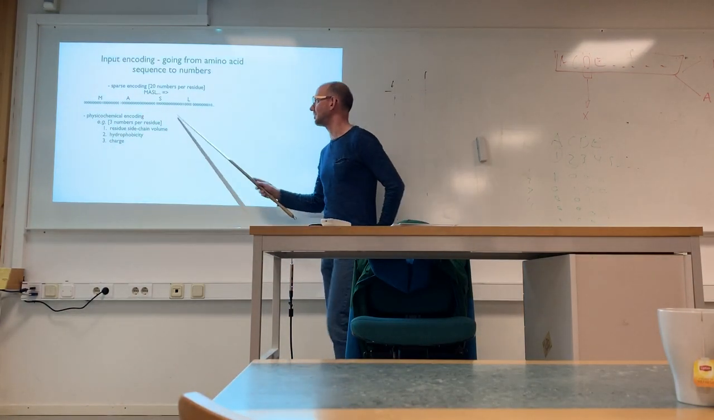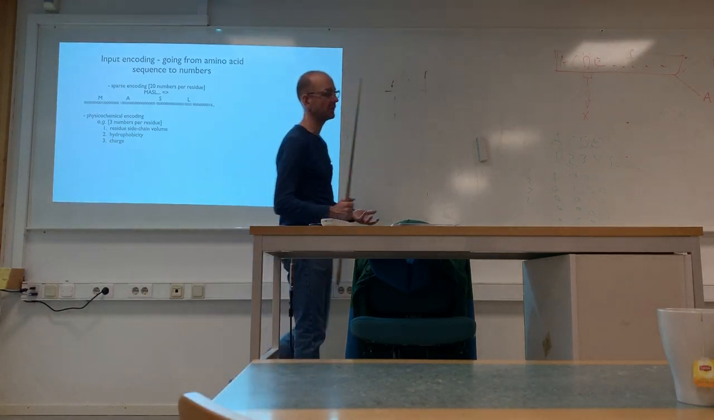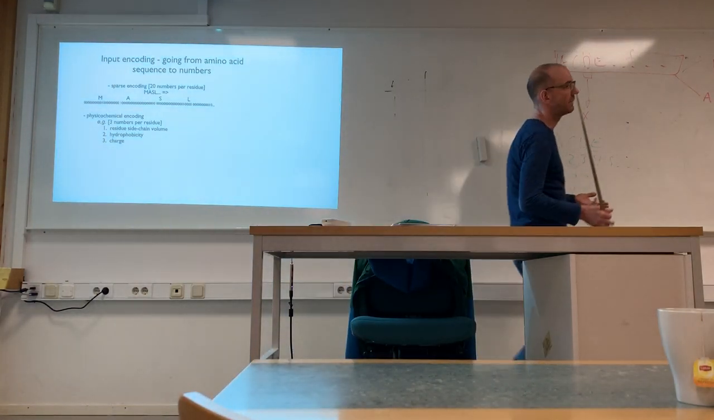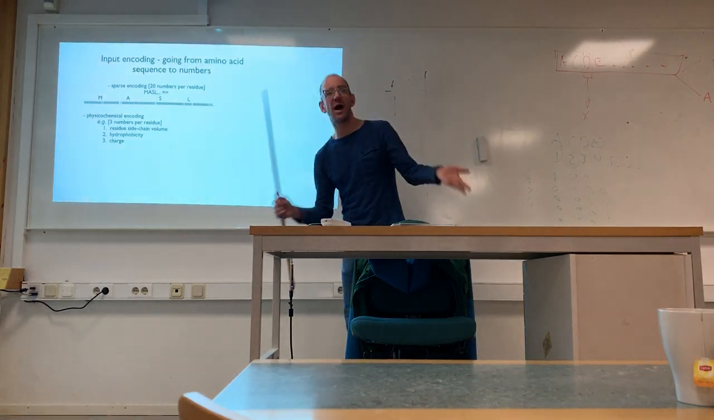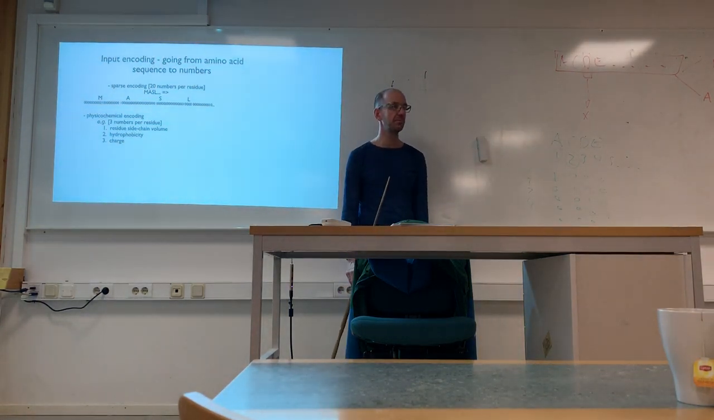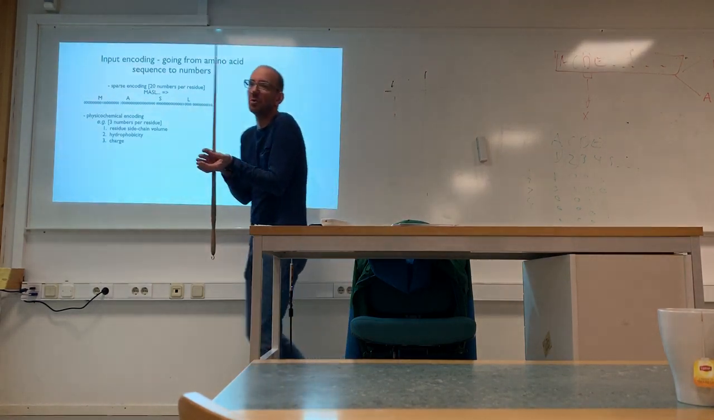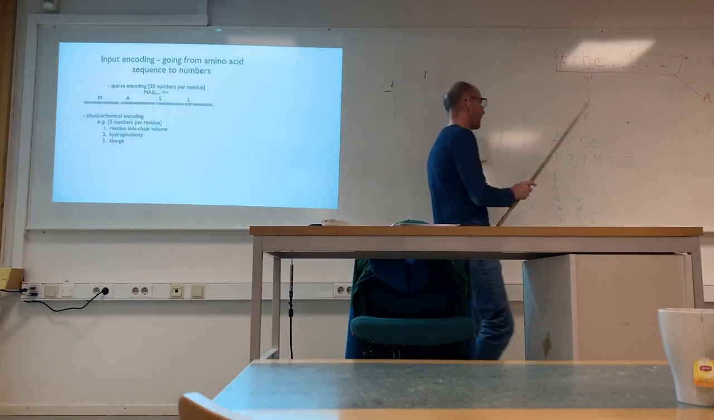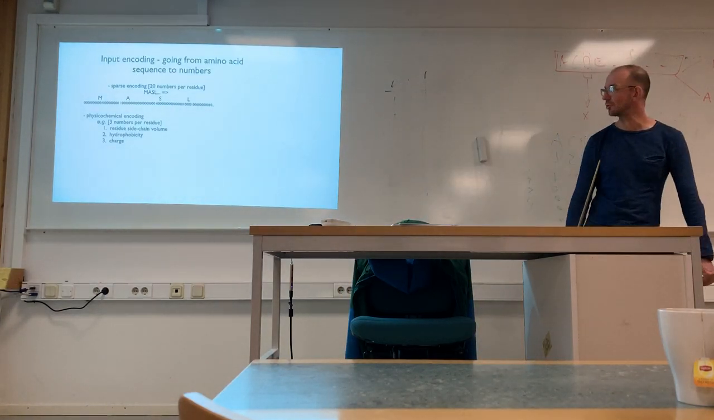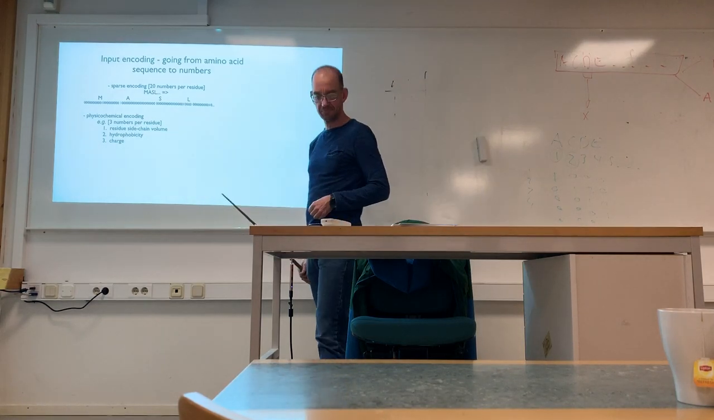There are other ways you could do it. You could, for instance, map this to some physicochemical properties. Often you use about 6 dimensions, such as charge, polarity, size, something like that. You can also group the amino acids that are more similar to each other into fewer groups. But in principle, I think the most common is clearly sparse encoding.